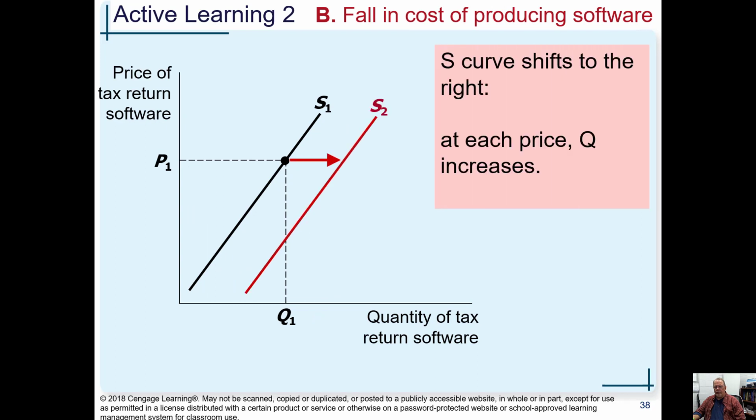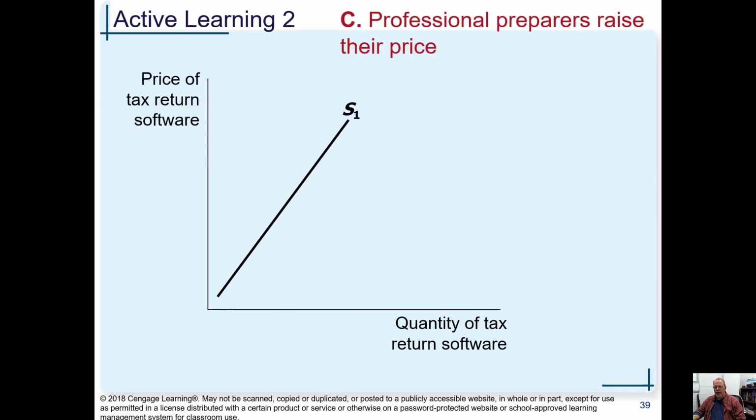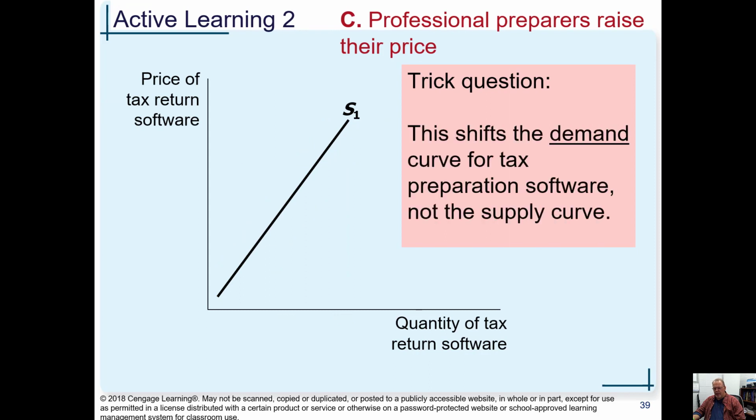The second one, clearly an increase in supply with the advancement in technology. The last one was a trick question. It's a demand curve shift. The demand curve for tax preparation software is not a supply curve, it's a demand curve.